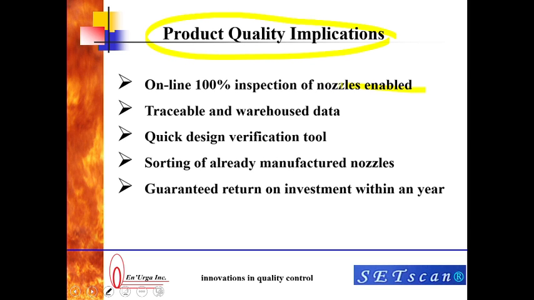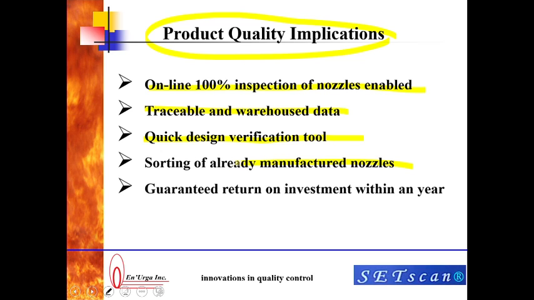The product quality implications are the first thing that they look at. One thing is, in all these cases 100% inspection of nozzles is enabled. They have traceable and warehouse data. What that means is the moment they get a nozzle, they know exactly how it performed during the initial test. They have a quick design verification tool. If they have 2 nozzles, they can quickly find out which is the better one by just looking at the pattern within a matter of 4 or 5 seconds.